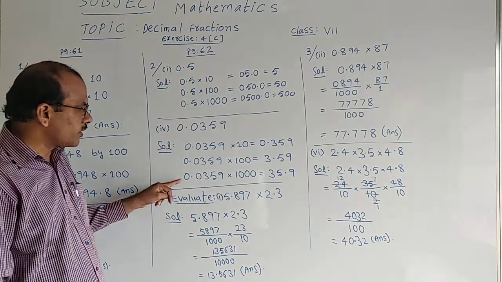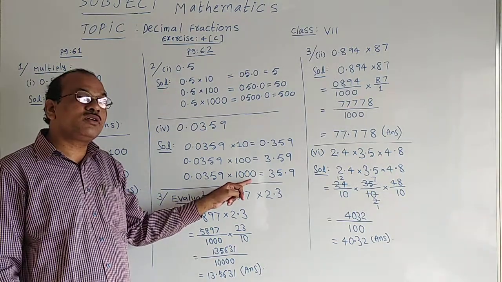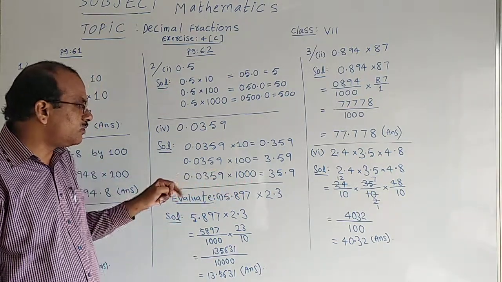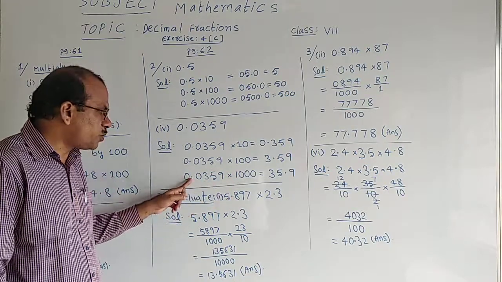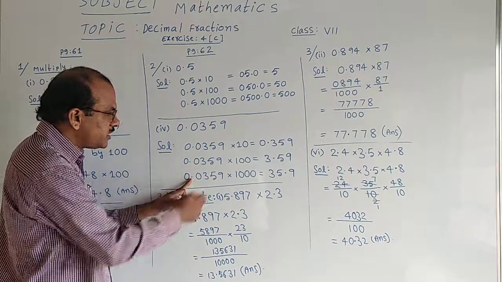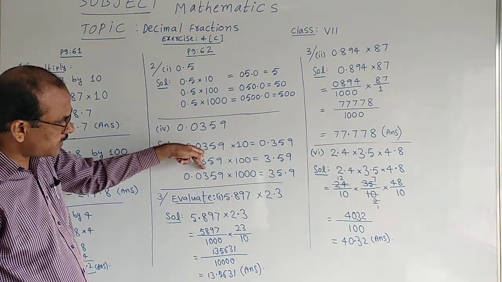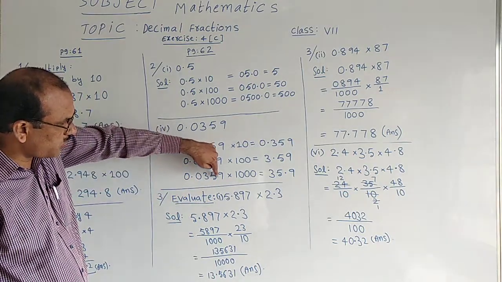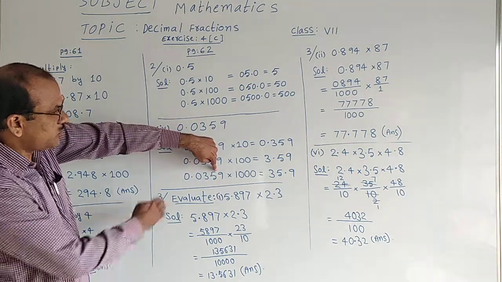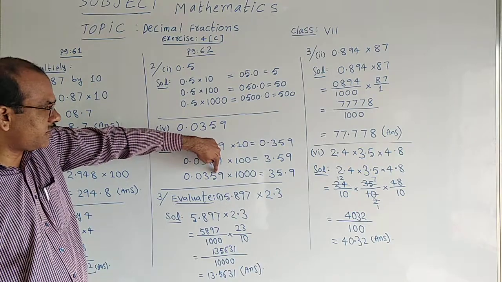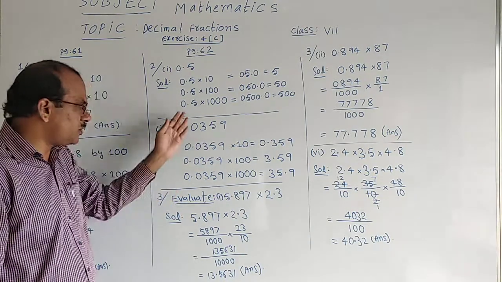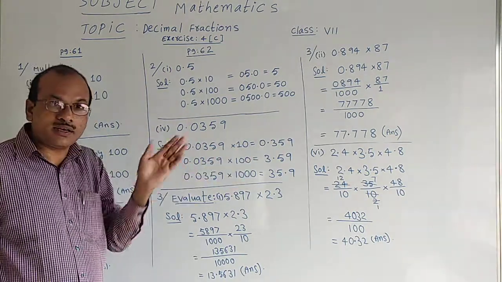Next one, this number is going to be multiplied with 1000, with 3 zeros. So starting 1 is there, and this point should cross 3 digits. First digit, second digit, third digit. So the point should form here. These zeros have no value. So 35.9. I hope these three multiplications are very clear for you.